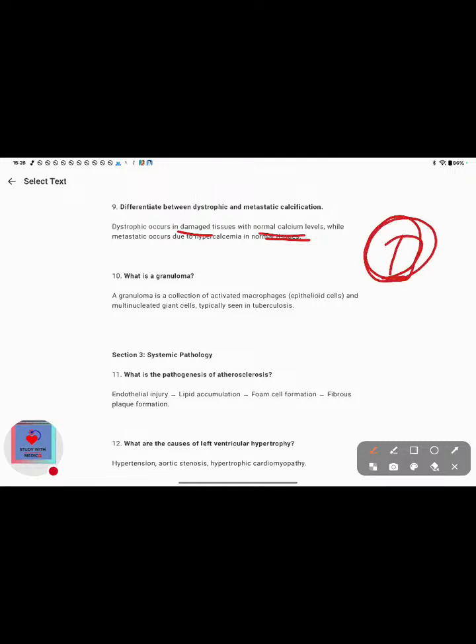Differentiate dystrophic and metastatic calcification. Dystrophic occurs in dead and damaged tissues with normal calcium levels in the body. So whenever there is dead tissue, dystrophic calcification occurs, with normal calcium levels. Metastatic is like cancerous hypercalcemia, where there is raised calcium in the blood.